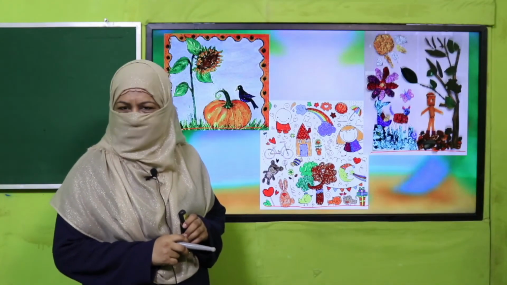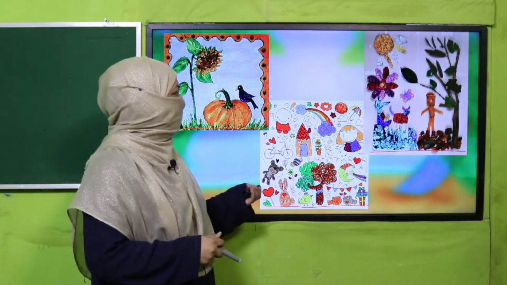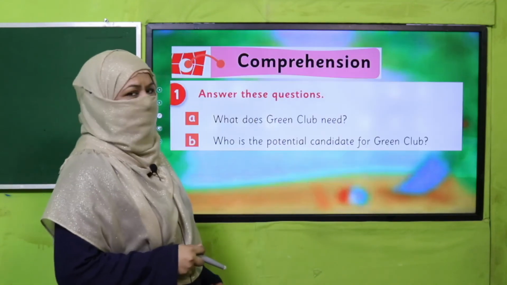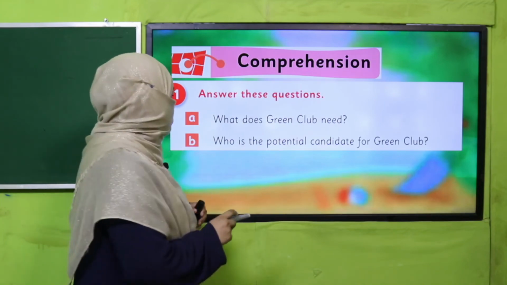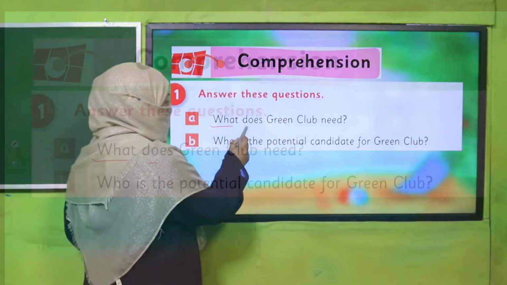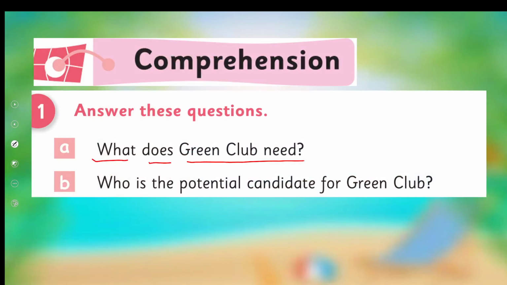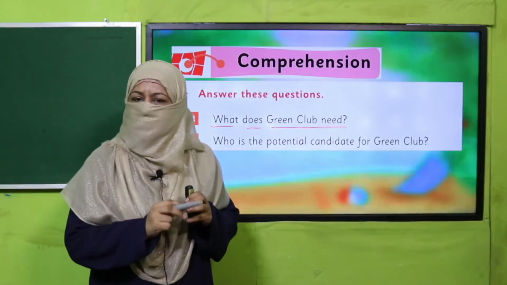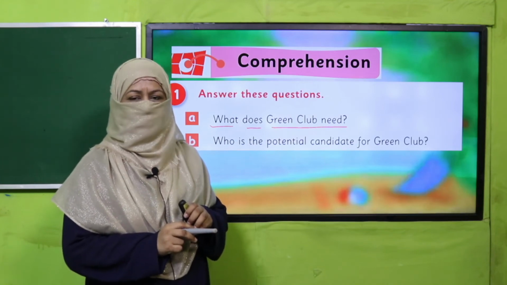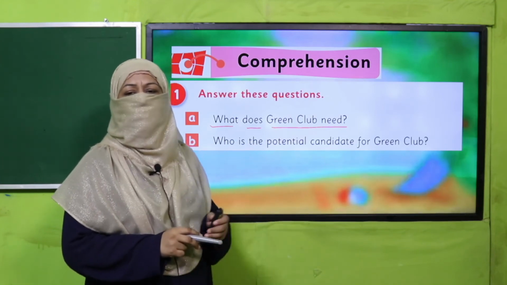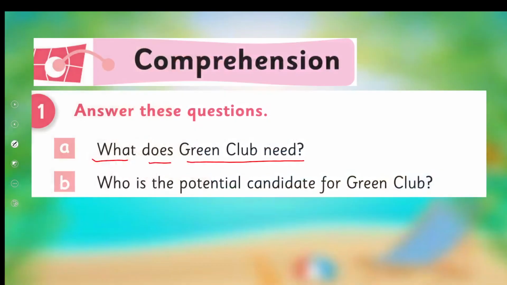Yes, my dear children, are you done with it? Good job. Now let's practice. First, we are going to analyze the questions. What does Green Club need? So you will read the question, you will tell the answer to your teacher, and then you will write the answer in your notebook. So pause the video, complete this comprehension, and then come back.